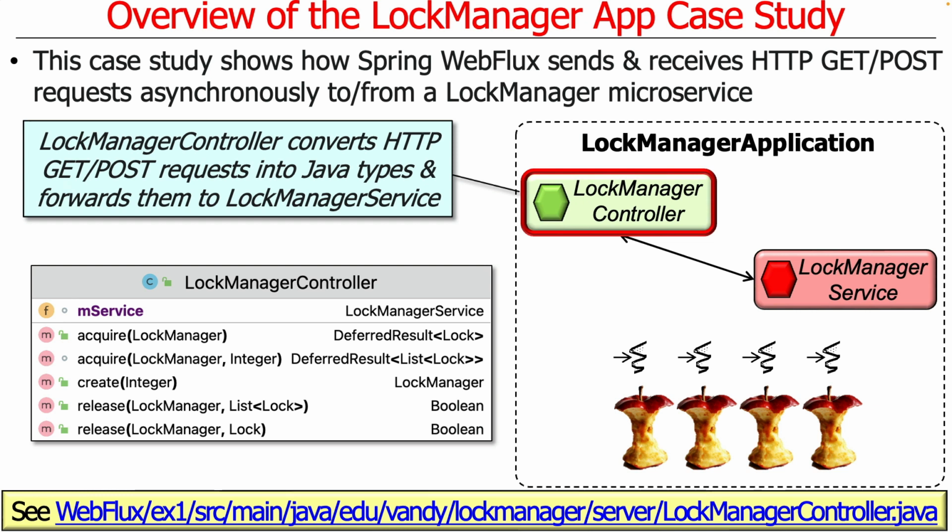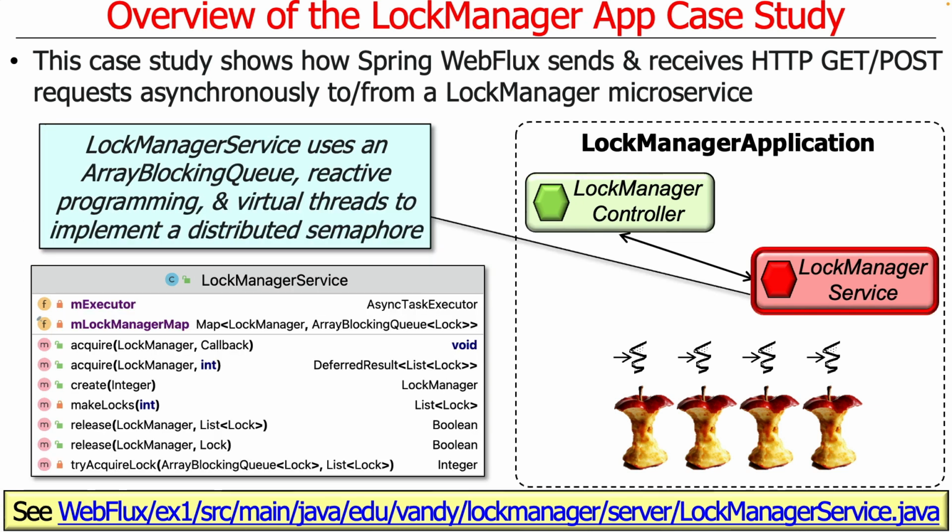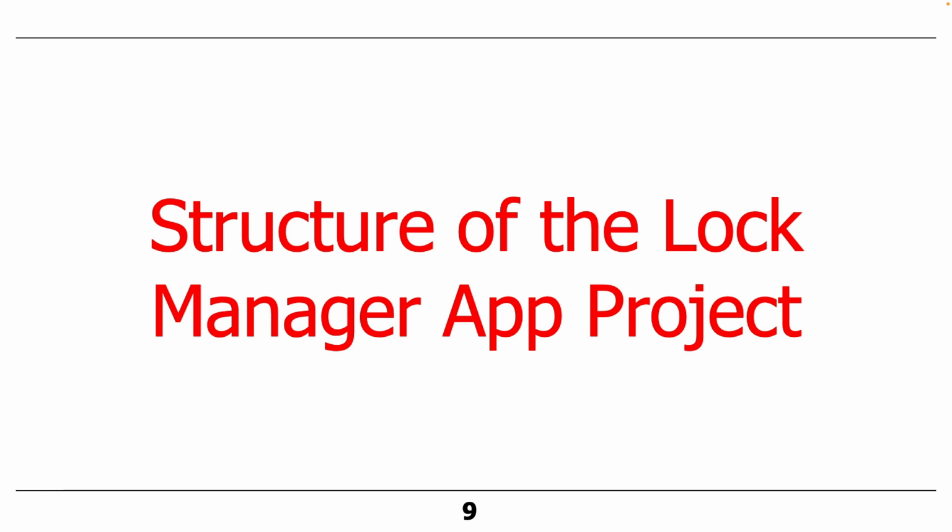You can see here that we have this LockManager controller providing the various features that we need, and then the LockManager service is going to actually do the real processing, and under the hood it's going to use an array blocking queue, reactive programming, and virtual threads in order to implement the distributed semaphore. And we'll see how that works. It's really cool. Let's talk briefly about how the project is structured.